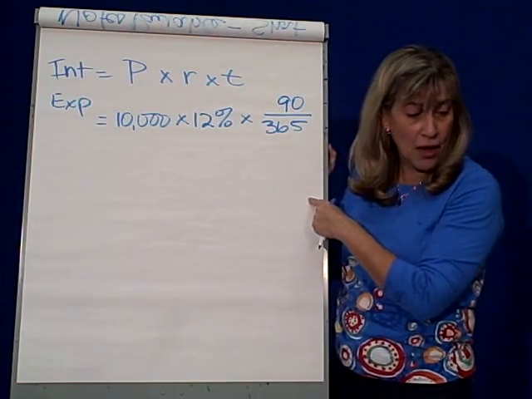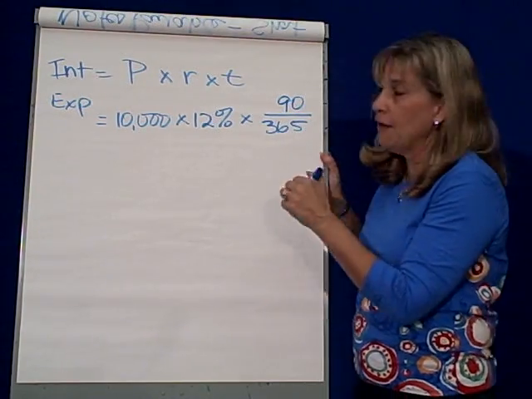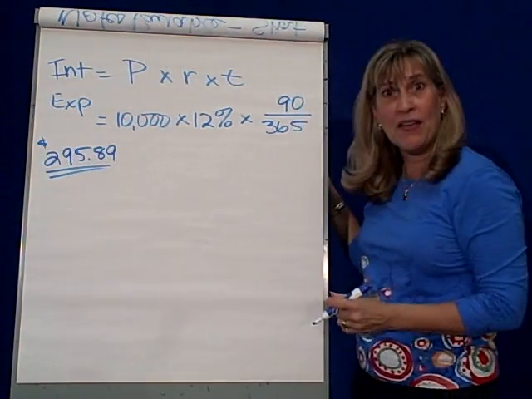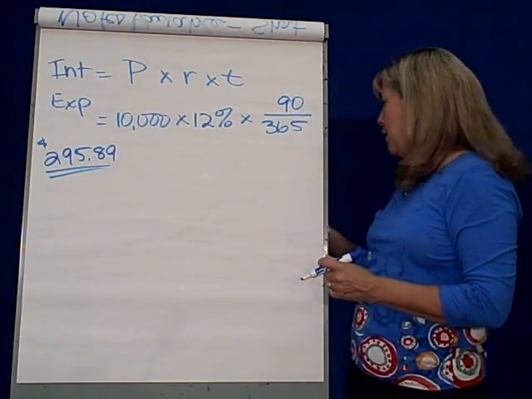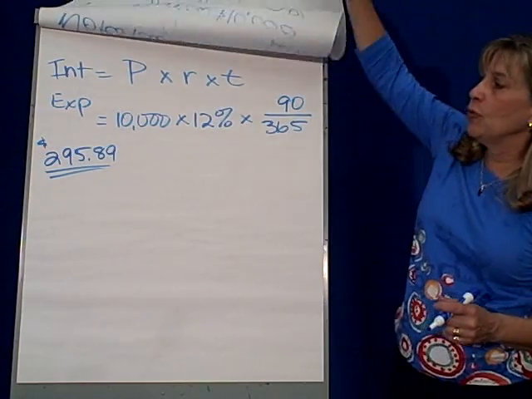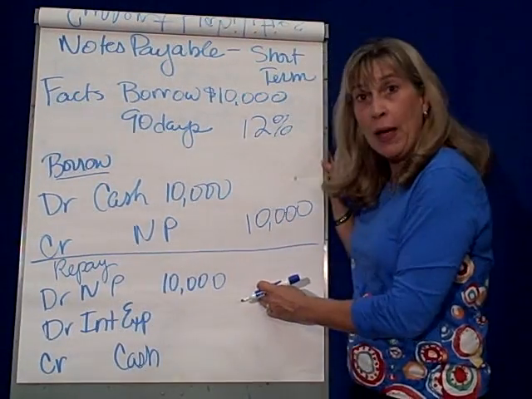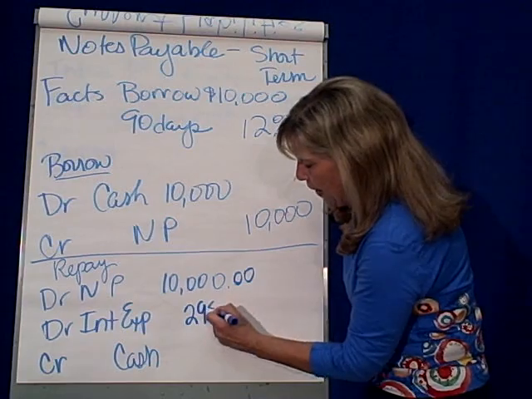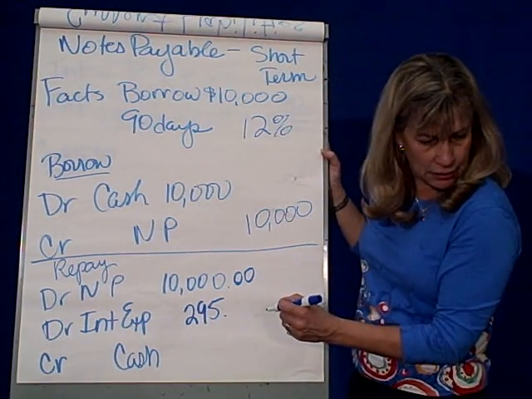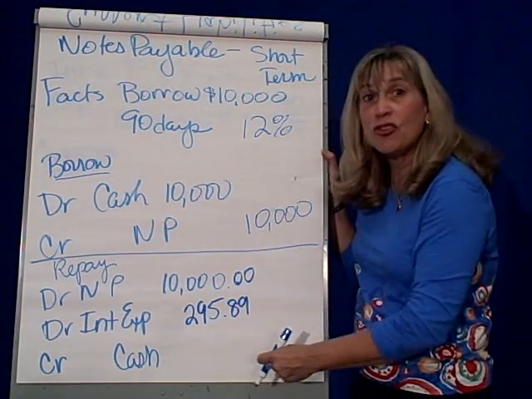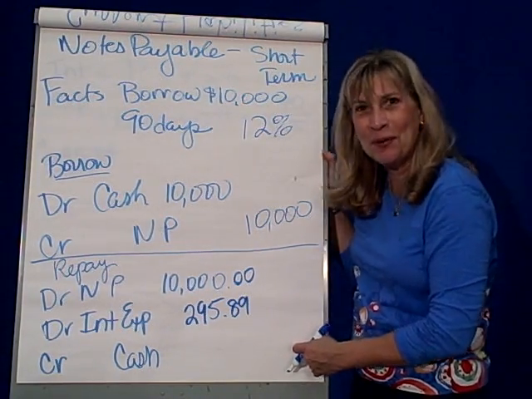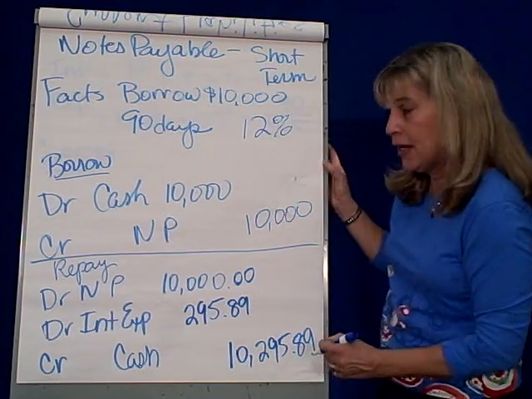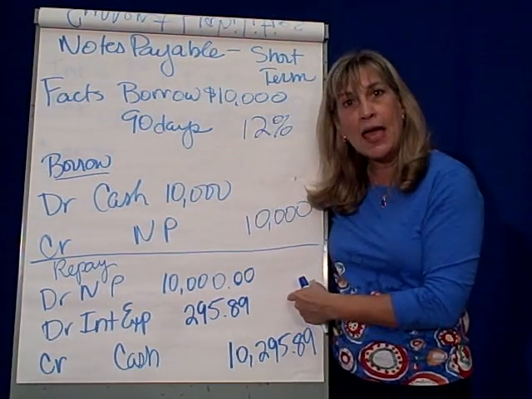So the interest expense on this note is $295.89. Isn't that exciting? So when we make that journal entry to repay the note, it's going to be debit note payable for the principal. It's going to be debit interest expense for the interest, $295.89. And the cash is going to be credited for the maturity value, the principal plus the interest, or $10,295.89. Now that's a straight borrow, repay, all within 1 year.